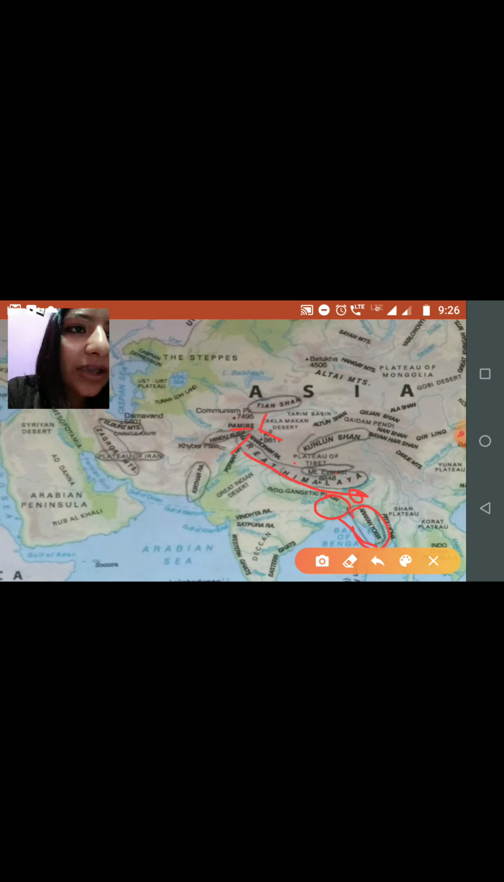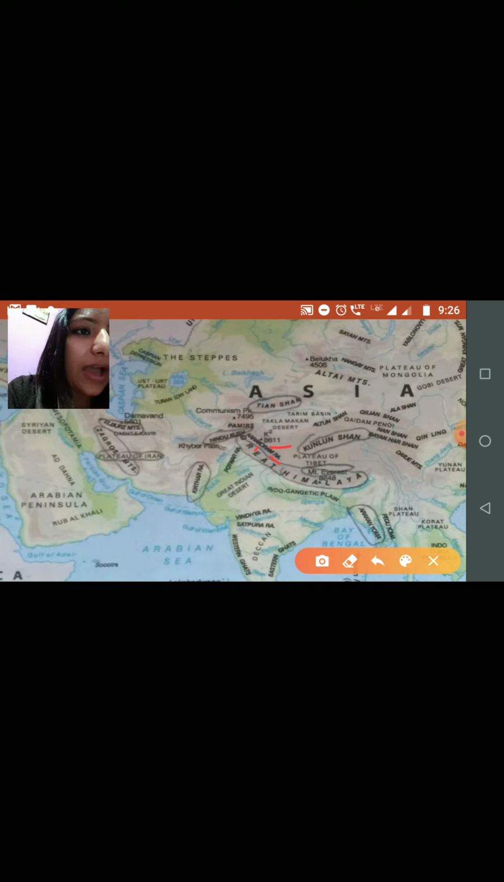Then we have K2, or Godwin Austen, 8611 meters. It lies in the Karakoram range, part of the Himalayas.